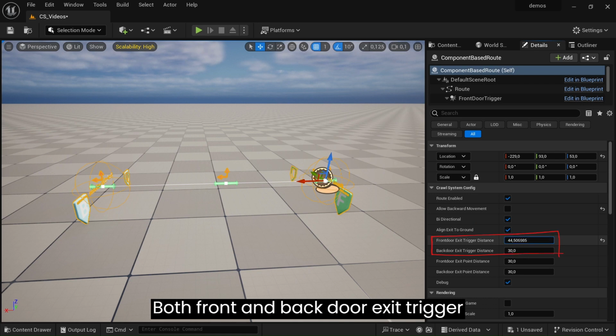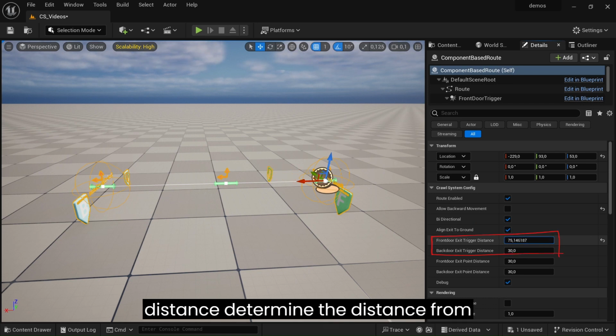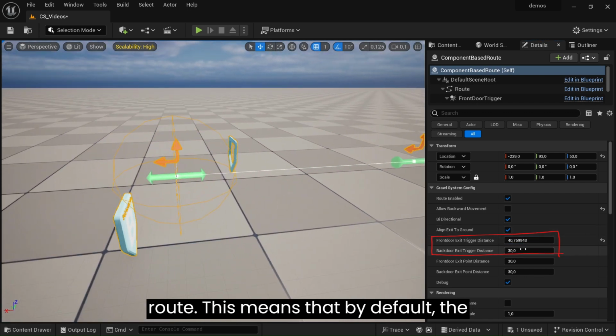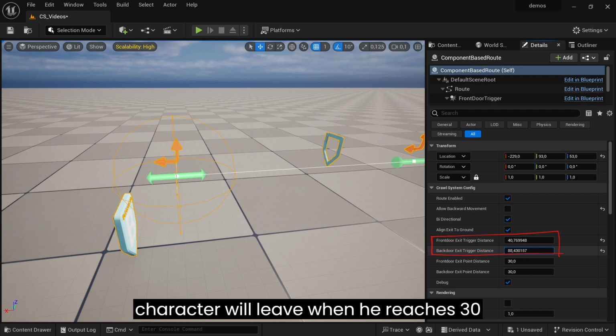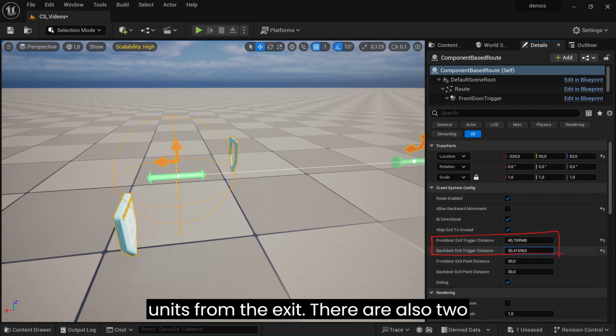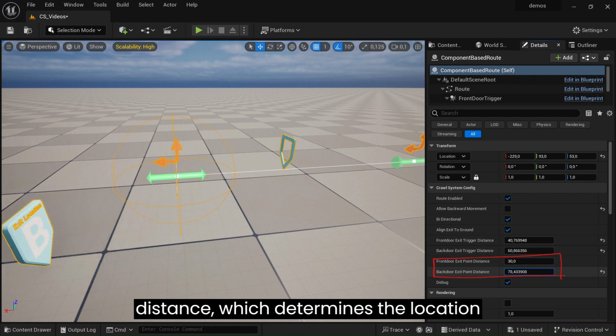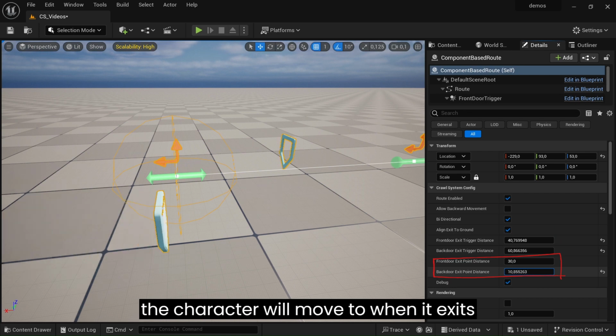Both front and back door exit trigger distance determine the distance from where the character will get out of the route. This means that by default, the character will leave when he reaches 30 units from the exit. There are also two properties to configure the exit point distance, which determines the location the character will move to when it exits the route.